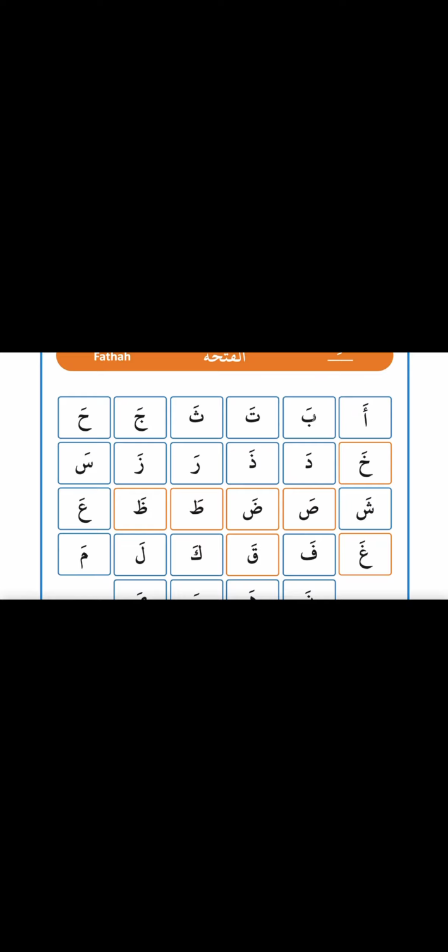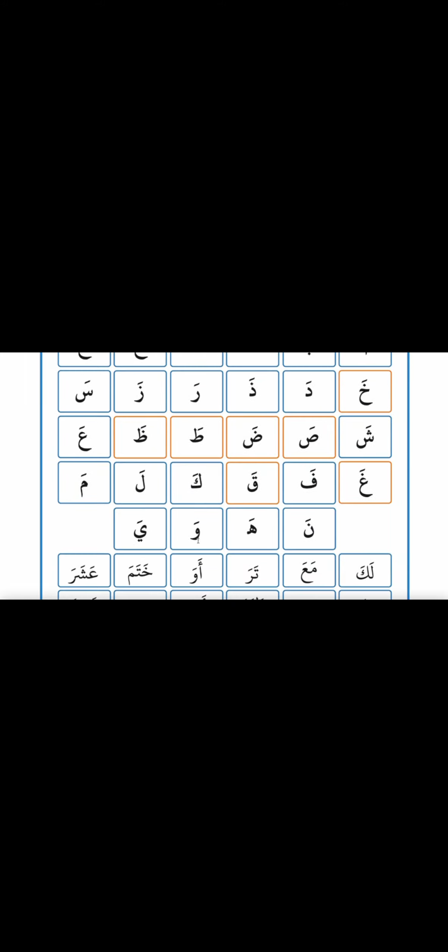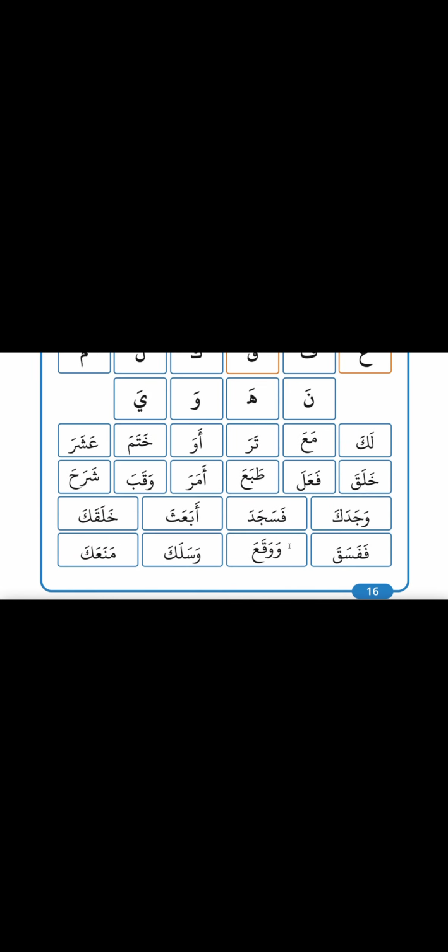So a, ba, ta, tha, ja, ha, kha. So pay attention to the difference between a and a. Some letters are heavy and they have an a sound. Kha, da, tha, ra, za, sa, sha, sa, ض ط ظ ع غ ف ق ك ل م ن ه و. And then obviously we had practice and everything like that. That was the last lesson.